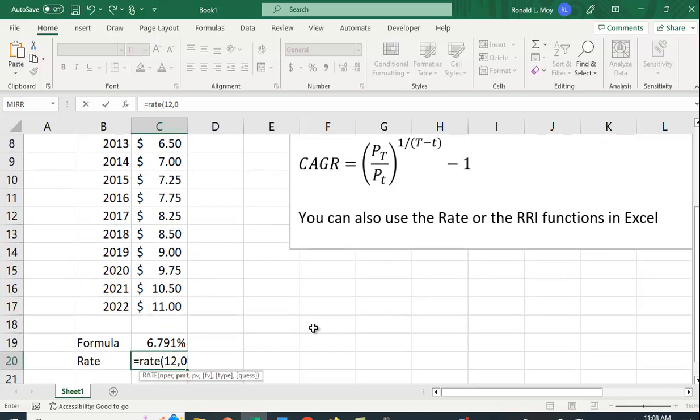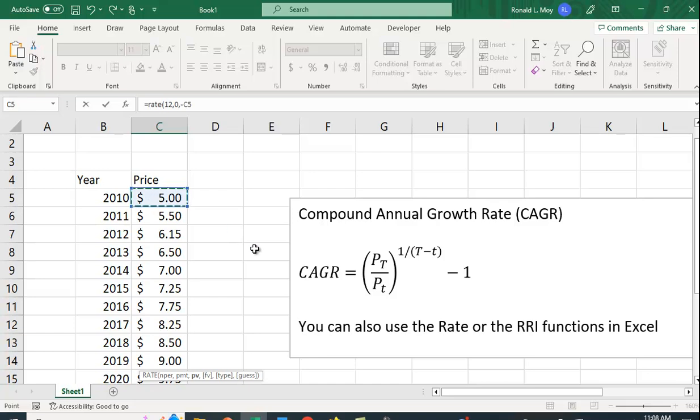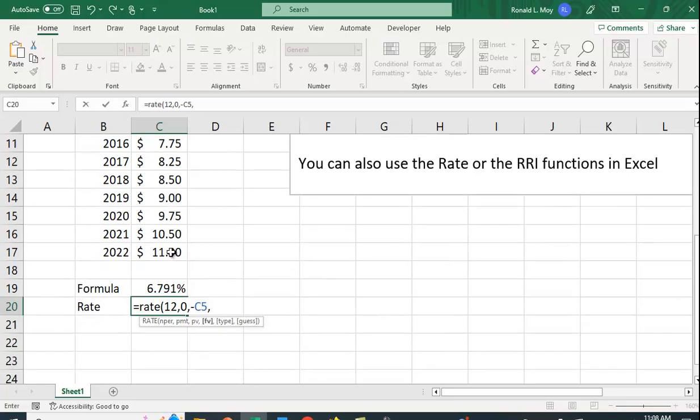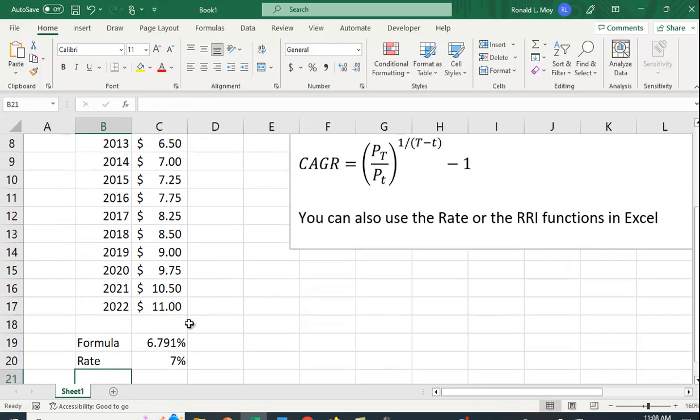The key point you have to remember is that when you put that in, you have to put it in as a negative number. If you don't, you're going to get an error message. And then it asks you for the future value, which is this number here, and then hopefully we'll get the same answer. Okay, we have to expand the number of decimal places, but sure enough, we do.